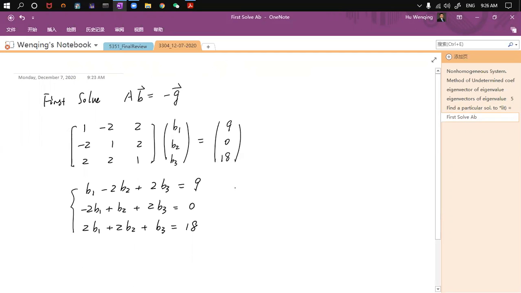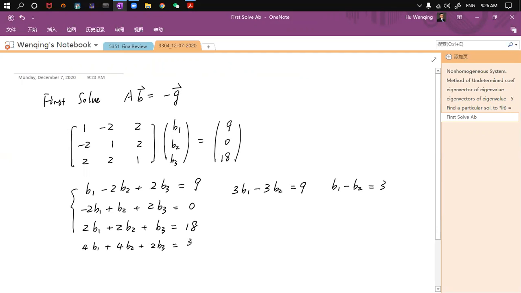So that means that 3 times B1 minus 3 times B2 is equal to 9, which means that B1 minus B2 is equal to 3. So that's going to be the first two equations. Now, from the first and the third equation, we can cancel the B3 again. So in order to cancel the B3, you have to multiply this equation into 4 times B1 plus 4 times B2 plus 2 times B3 is equal to 18 multiplied by 2.